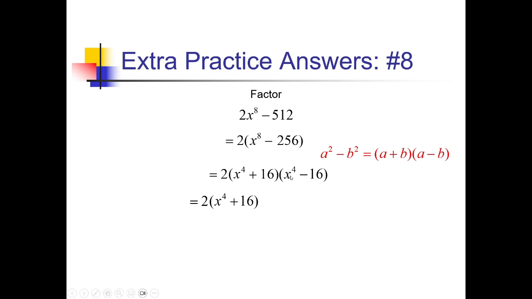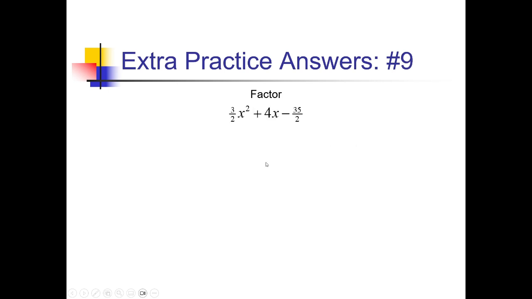But this next thing, x to the 4th minus 16, is just another case of a squared minus b squared. The square root of x to the 4th is going to be x squared. Square root of 16 is 4, so x squared plus 4 and x squared minus 4. But wait, there's more. We've still got the 2, we've still got the x to the 4th plus 16 parentheses and this x squared plus 4. But this x squared minus 4 is another a squared minus b squared. We just get to keep spamming this shortcut for this entire problem. Square root of x squared is x, square root of 4 is 2, so x plus 2 and x minus 2, and I promise now we're done with this one.